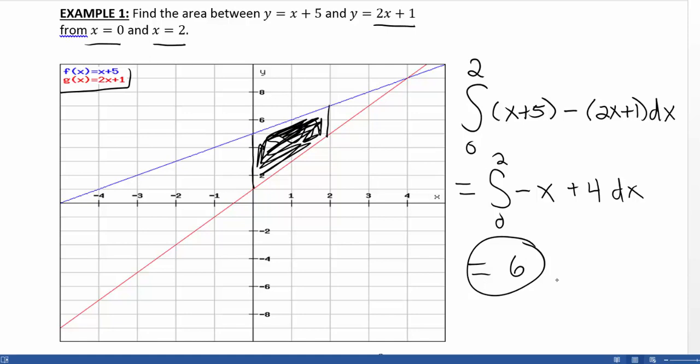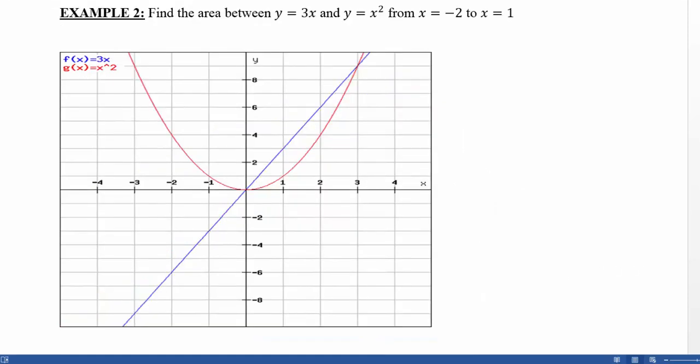Let's look at another. Example 2. Find the area between y equals 3x and y equals x squared from x equals negative 2 until x equals 1. So here, I'm going to shade in the area that we're interested in. We're interested in the area right here between the curves all the way until here.